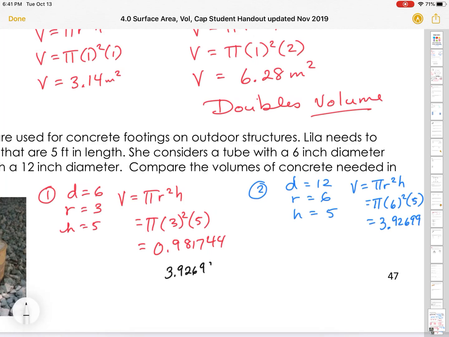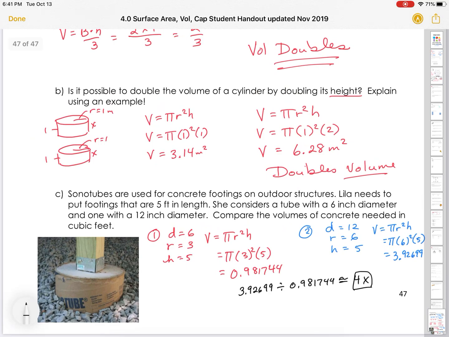Now, I want to compare these two, so I'm going to compare by dividing. So I take my 3.92699, divide it by 0.9817444, and it's approximately 4 times. So, by doubling the diameter, I basically have 4 times more concrete just by doubling the diameter. Okay, so changing the diameter has a big impact on that.